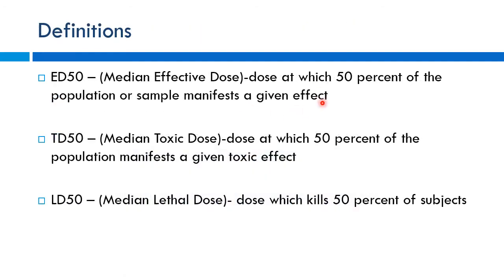So anyway, again, ED50 is where you have 50% of people manifesting that given effect that we're looking for, usually the positive clinical effect we're looking for. And then a few other ones we'll talk about. They're going to be TD50. This is the mean toxic dose. And again, this is going to be, say, for a particular side effect we're looking for.